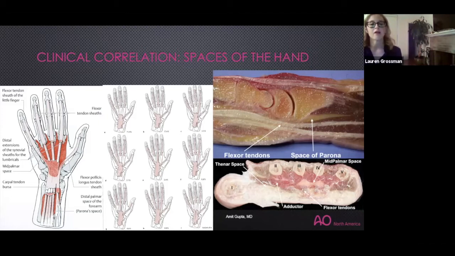you may want to start thinking about infections. There's also your mid-palmar space, as you see along here, which is dorsal to your flexor tendons, but volar to your musculature. Your thenar space is just deep to your thenar musculature as well. There's also the parona space, which is your distal palmar space of the forearm, which here you could see is dorsal to your flexor tendons and volar to your pronator.